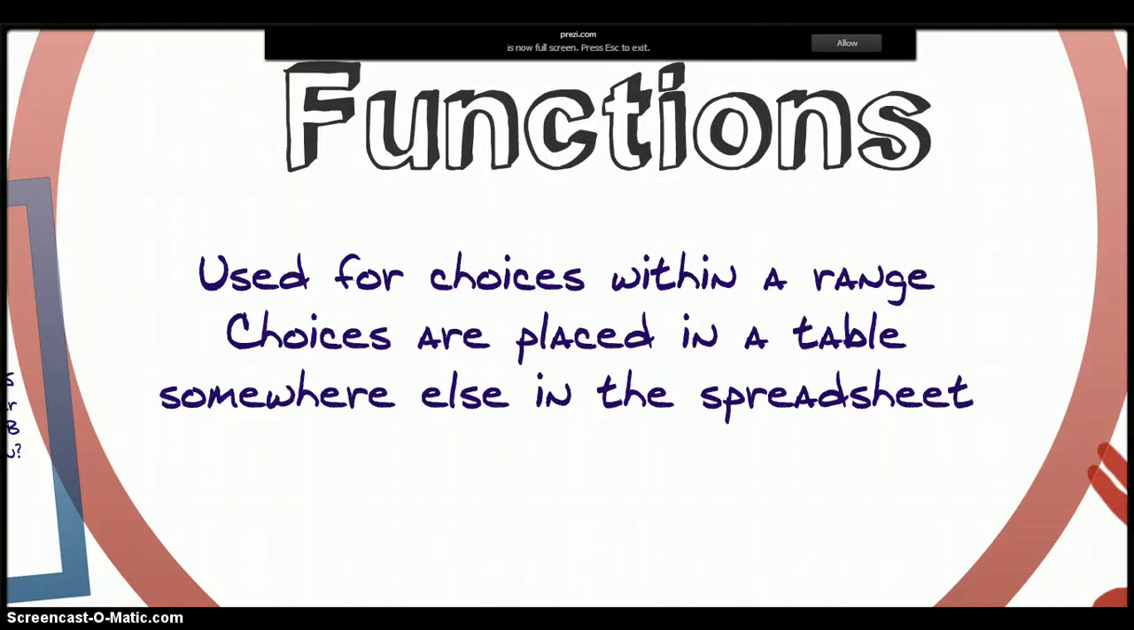So first, what is a VLookup function? Well, it's used for choices within a range. Choices are placed in a table somewhere else in a different spreadsheet. So, for example, this could be used when we are trying to figure out what grade you have. A 70 to 73 is going to be a D. A 74 to a 79 is going to be a C. An 80 to an 89 is going to be a B, and a 90 to a 100 is going to be an A. So those are ranges, and we have to figure out, based on the range, the percentage, what is the answer, which would be A, B, or C.